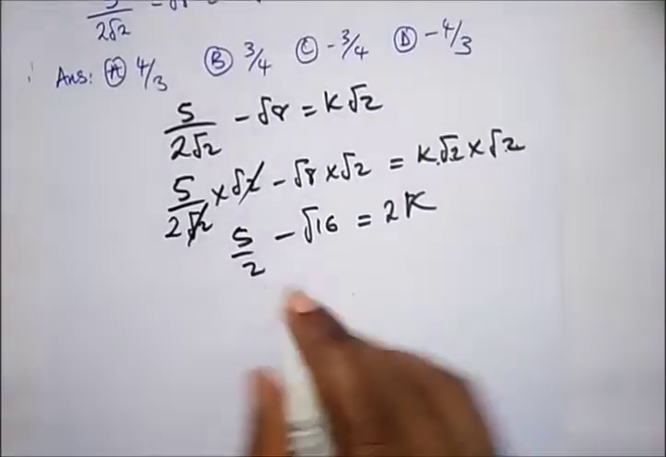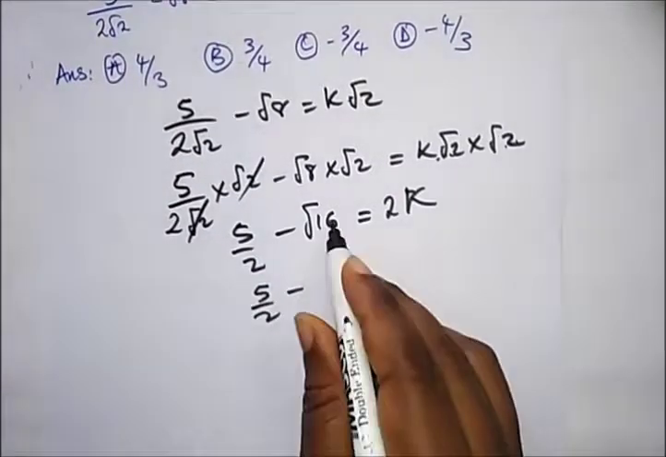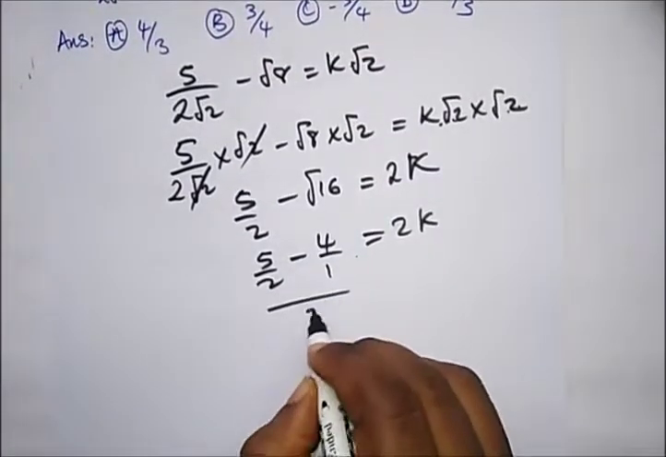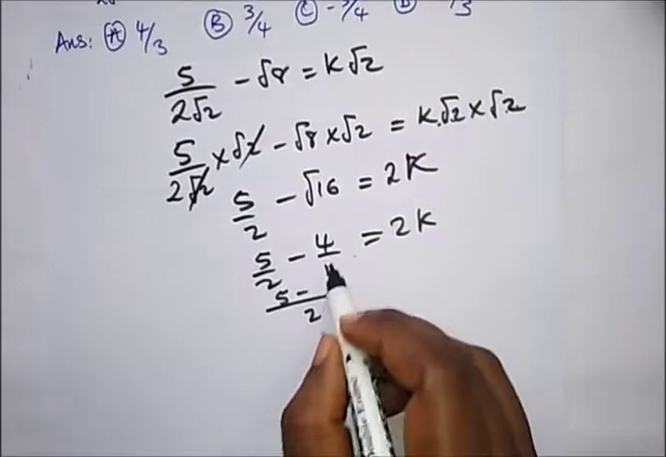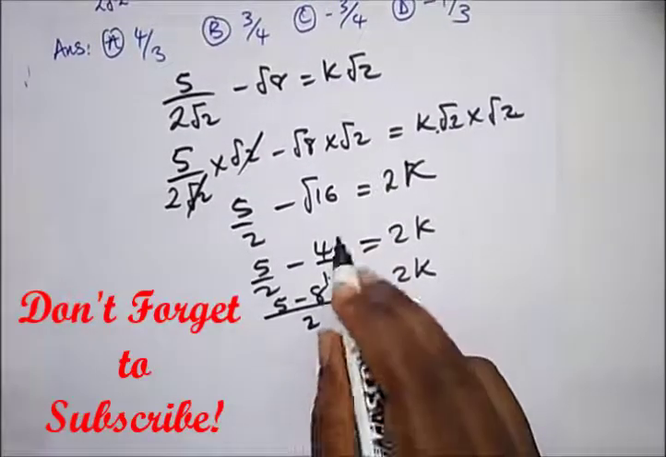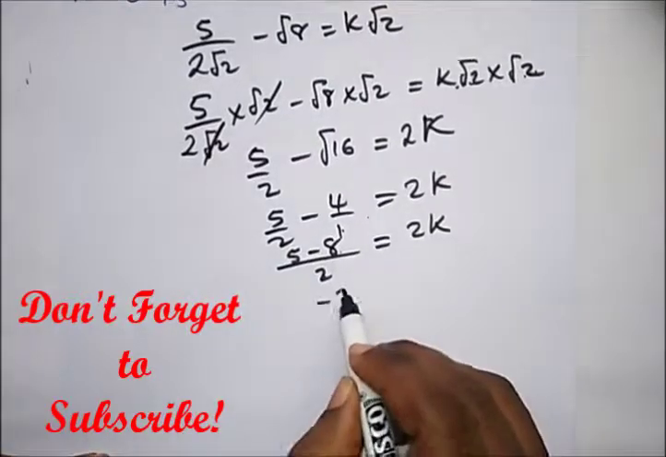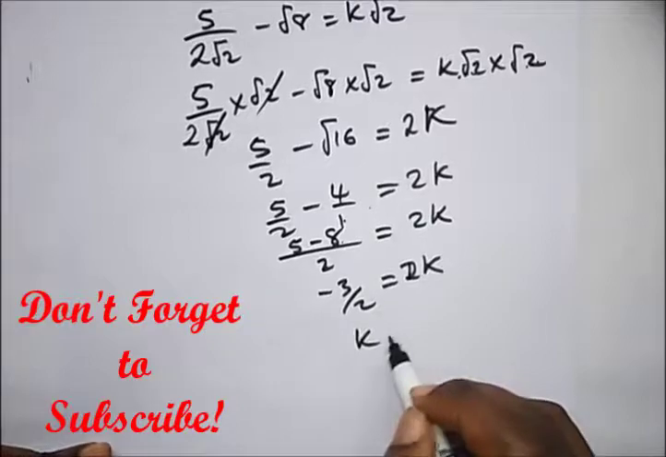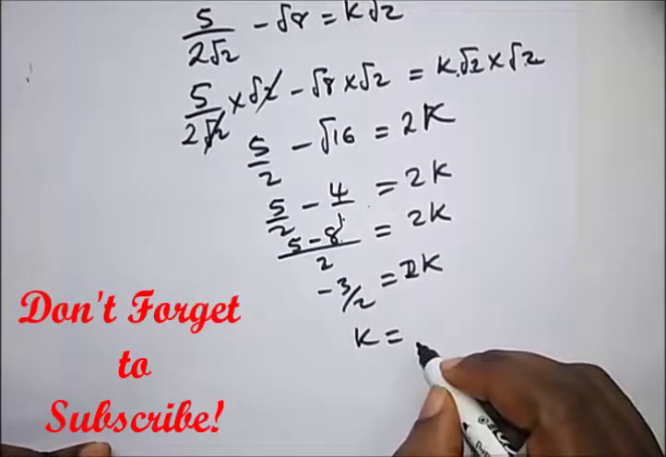So we have a 2k here. So we have 5 over 2, root 16 is 4, equal to 2k. What's the LCM here? We have 2, so we have 5 minus 8 equal to 2k, because 2 in this one is 1, 1 times 4 is 8. So we have minus 3 over 2 equal to 2k, where k will be equal to, what will k be?